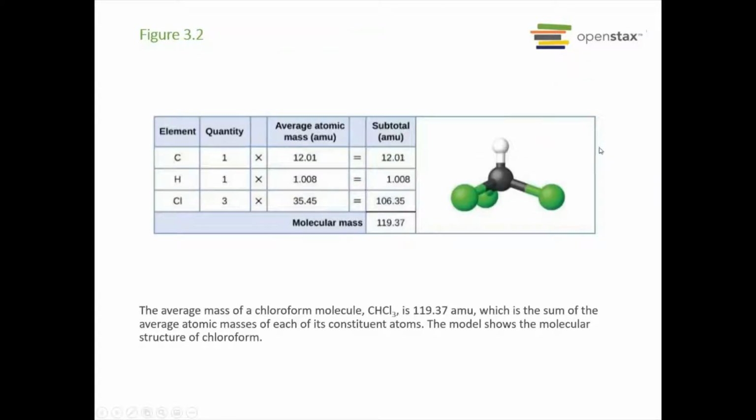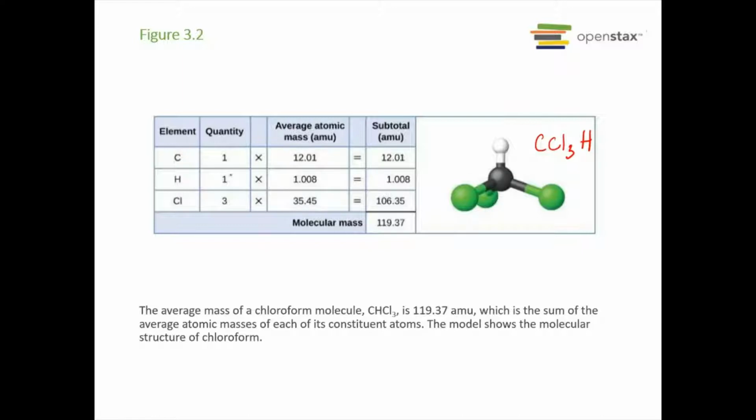So here's an example. This is the best way to really describe this formula mass that we're going to be calculating. We're given chloroform, which has the formula CCl3H. We see there's 1 carbon here, and then there's 3 chlorines and 1 hydrogen.